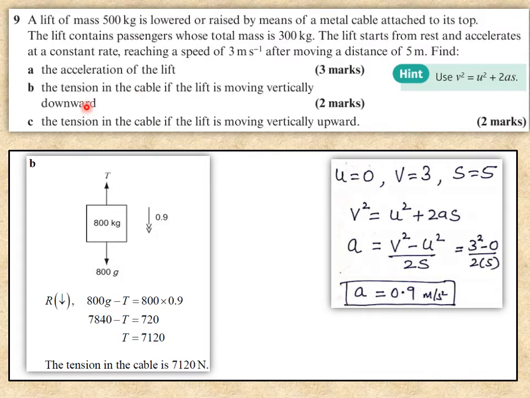In part B, it is going downward. So we'll take downward as positive. And we know acceleration is 0.9. Again, we'll resolve downward as positive. Same formula, F equals to ma. Resultant force is mass into acceleration. Resultant force 800 g minus T is mass into acceleration.